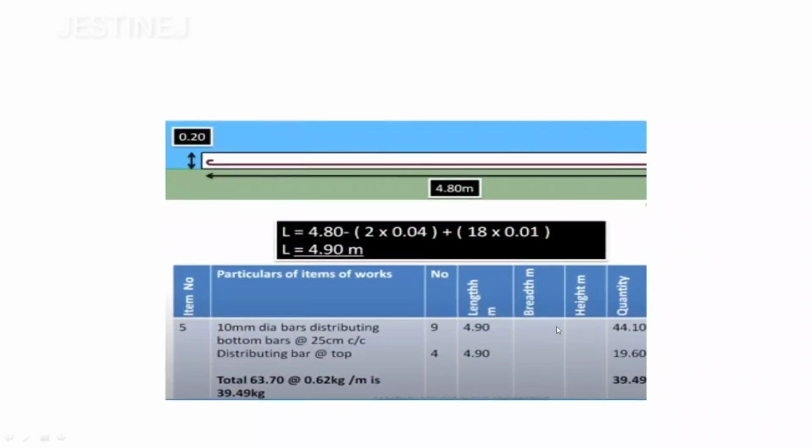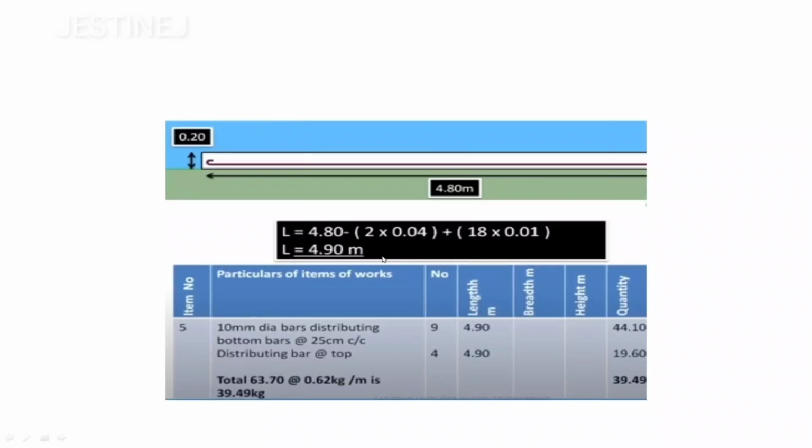you'll clearly get those values. So the total length is going to be 4.8 minus clear cover, it is going to be 2 multiplied by 0.04. Both the sides, it is going to be 0.04 or 40 mm. Okay, clear cover is going to be 40 mm. Then plus 18, that is 2 into, that is this cranked portion, 2 multiplied by 9, you will get this value.